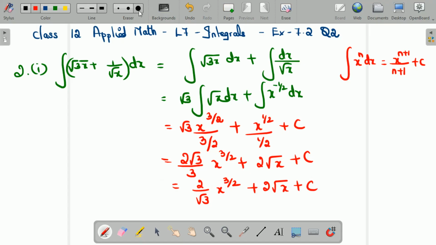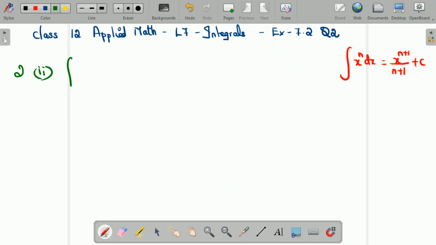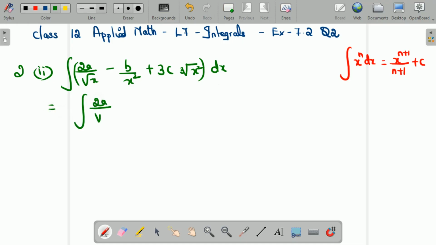Now let's take up the second subdivision in this question. This is integral of 2a divided by root x minus b by x squared plus 3c into cube root of x squared dx. Now I'm going to break this into different integrals. So this is going to be integral of 2a divided by root x dx minus integral of b by x squared dx plus integration of 3c cube root of x squared dx.